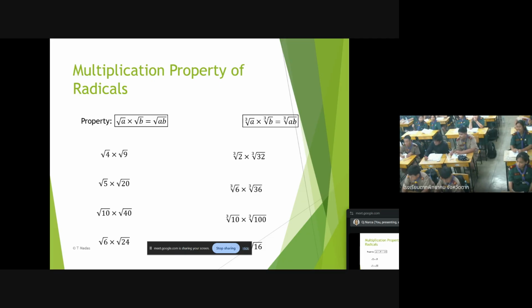Square root, 6. So, therefore, the answer is 6. Okay? Understand? How about this? 5 and 20. 5 times 20 is 100. And what is the square root of 100? 10. Okay. How about this? 400. What is the answer? 20. Okay. How about this? 24 and 6.